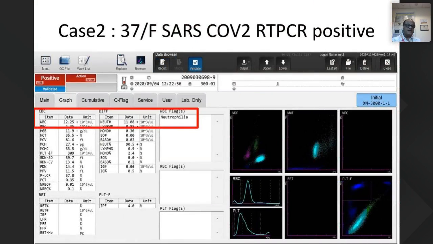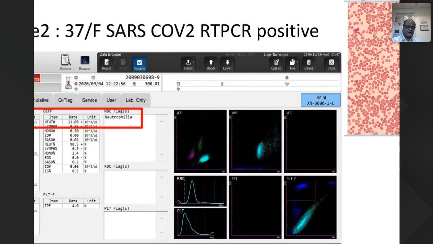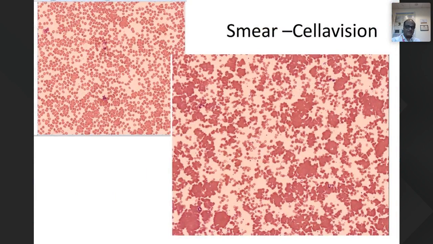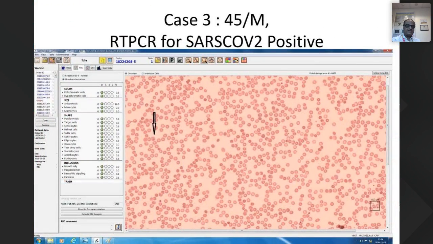That's why I told you, individual laboratories have to have their own review criteria to make sure that they are able to give value addition to the patients. So it's very, very important. This was a case of cold agglutination in a COVID patient. Now let us see one more case during COVID.